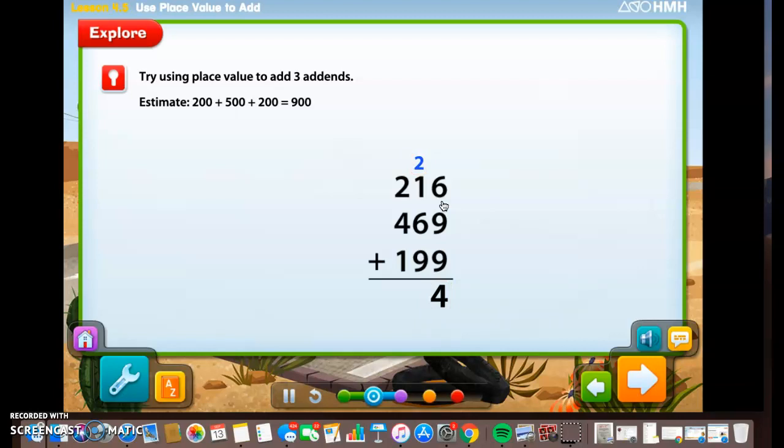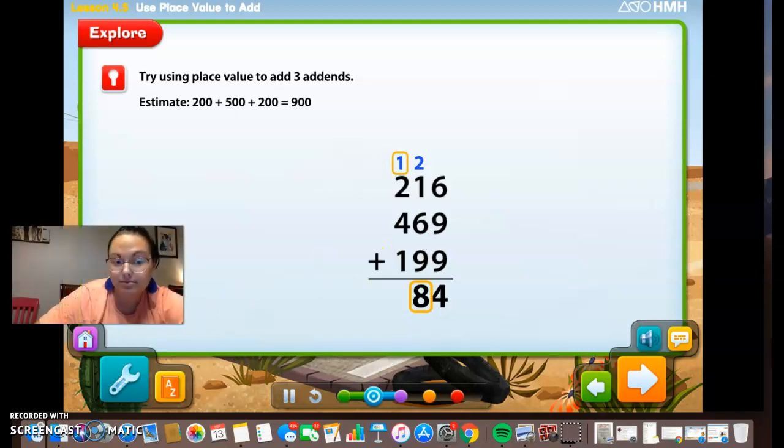Add the tens next. Okay, so we had 24. We recorded the 4 in the ones place and the 2 tens up here. So these are tens that we're adding now. The sum is 18 tens. Record the 8 tens in the tens place and the 100 above the hundreds addend.